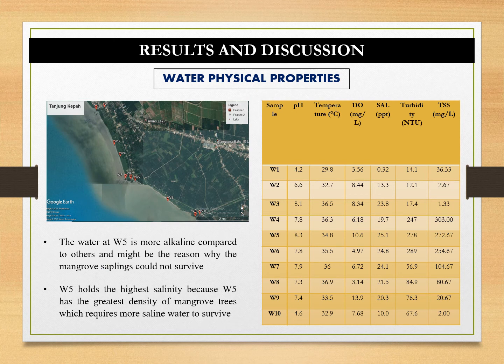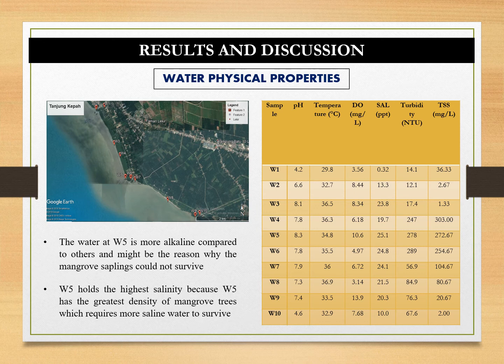Moving on to water physical properties. There are a lot of parameters here, so I've been pointing out just the important points. The water at W5 is more alkaline compared to others and might be the reason why the mangrove saplings could not survive. So the pH cannot be too alkaline and also cannot be too acidic. It must be in the range of 5 to 6.5.